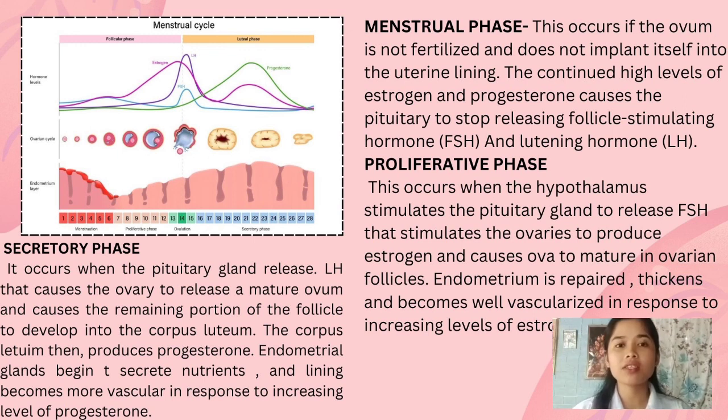The secretory phase occurs when the pituitary gland releases LH, which causes the ovary to release a mature ovum and causes the remaining portion of the follicle to develop into the corpus luteum. The corpus luteum then produces progesterone. Endometrial glands begin to secrete nutrients and the lining becomes more vascular and responds to increasing levels of progesterone.